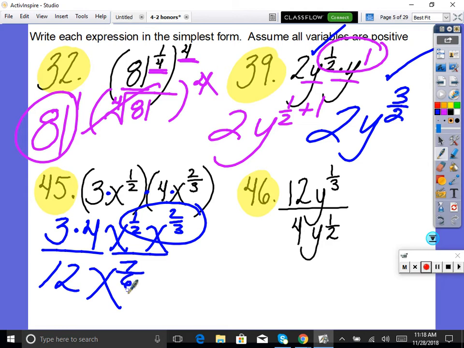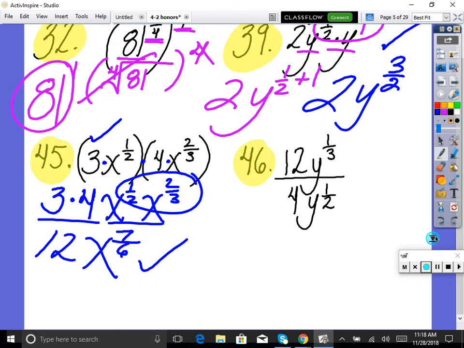Or do it by hand. I don't care how you do it, as long as you can get the right answer. Does everybody see? I'm done, because it says we started with fractional exponents, so we end as a fractional exponent. Okay, when you multiply the same base, you add. So when you divide, you subtract.